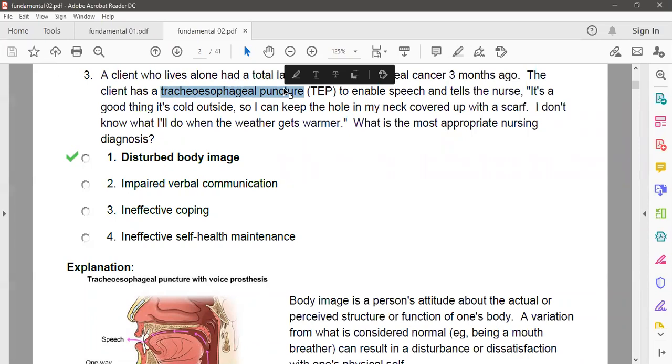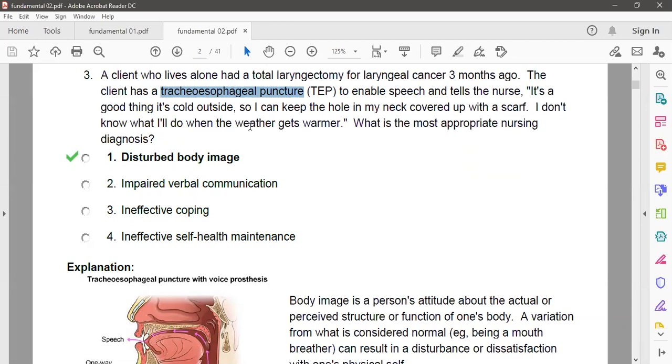Why is she asking this question, or what is her real message about? She is asking, it is a good thing it is cold outside, so I can keep the hole in my neck covered with a cuff. To read this question, we understand the patient is already coping, already adapting to the problem, trying to recover from it. I do not know what I will do when the weather gets warmer.